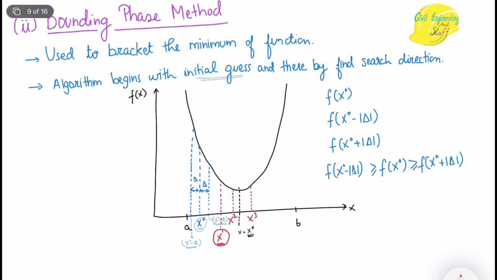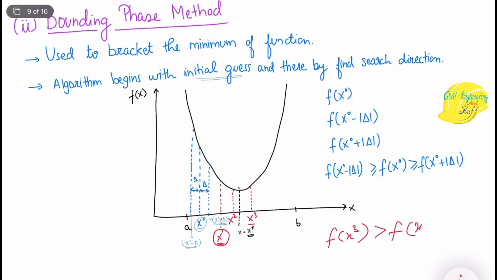If the function value of x3 is greater than the function value of x2, then we terminate the iteration and say that the minimum value lies in between this range. So what we are doing is finding the points between which the minimum of the function lies. Let us understand the algorithm in which we have to proceed in the bounding phase method.